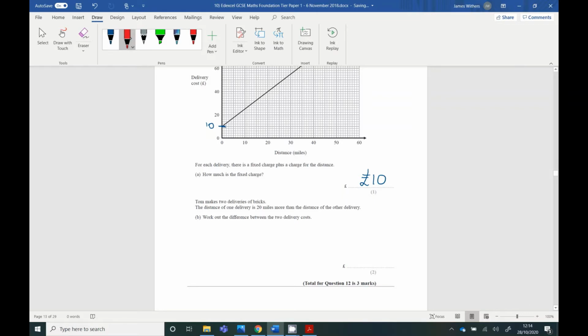So if we go along from here to 20 and then go up there, you can see that 20 miles of distance has cost an extra, that distance there, which is 40 take away 10, which is 30. Now you could have taken any triangle and you're going to get the same answer. Any 20 you go along to the right, you're going to be going 30 up, because obviously it's a straight line. So work out the difference between the two delivery costs. The answer is going to be £30.